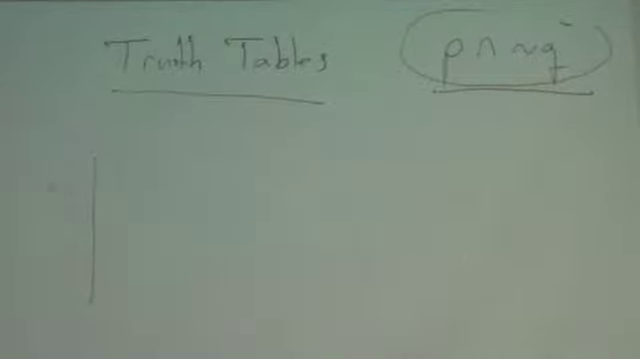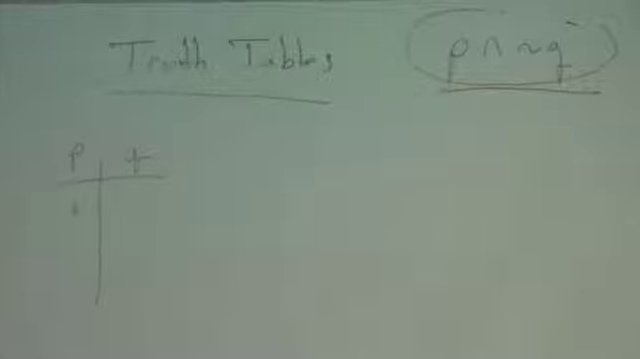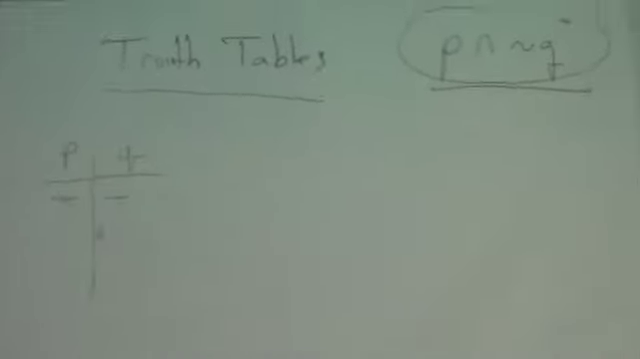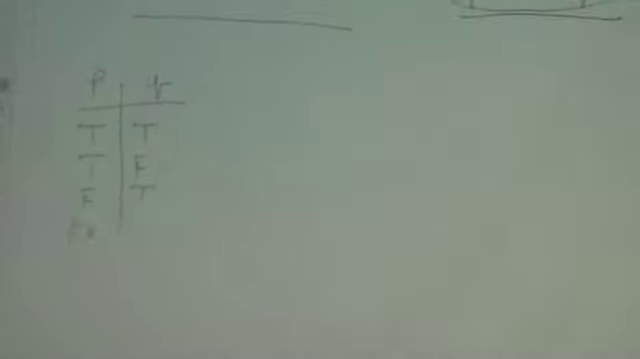you're always going to start out with the same two columns, a P column and a Q column, and they will always be true, true, true, false, false, true, and false, false. Now, not the order so much. I did make up the order, but I didn't make these four up. Where'd they come from?